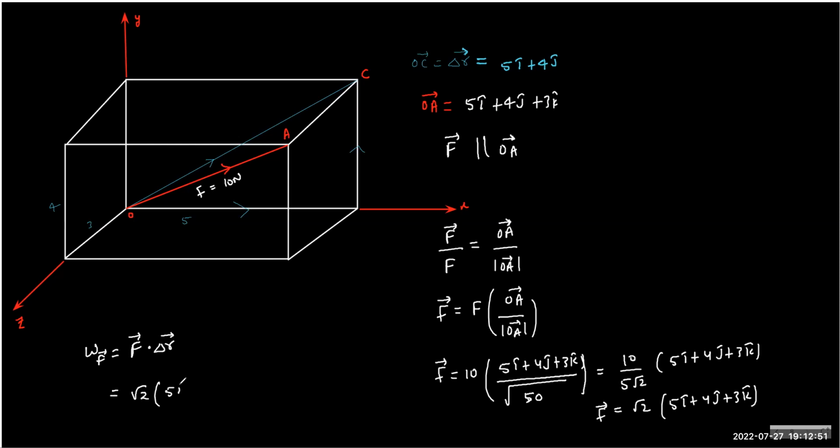So 5i cap plus 4j cap plus 3k cap dot 5i plus 4j. There is no k. So if nothing is there, you can write 0k cap, just for your idea. Now you can get the answer. So i with i will give you 25 and j will give you 16. K will give you 0. So the answer is 41 root 2 joule. I think this was your answer, right? Yes, sir. The last answer. Yes, that's correct.